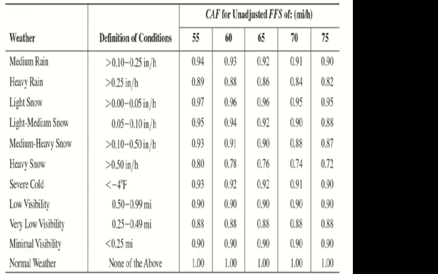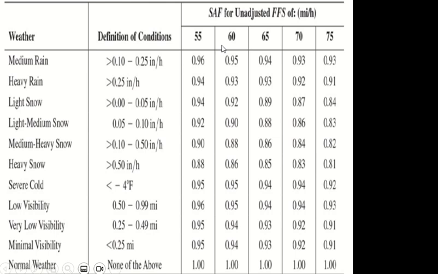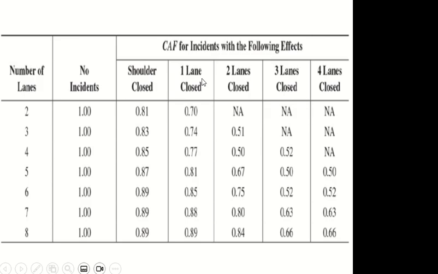Okay, so this table shows you the adjustment factor of weather which is applied to the capacity of freeways. So you have the weather conditions, you have the description of the weather, and you have the free flow speed. Okay, so you will get the weather factor from here and you will multiply it with the capacity. This one is for speed, weather condition, speed, same thing. This one is for incidents, so only for capacity, no speed.